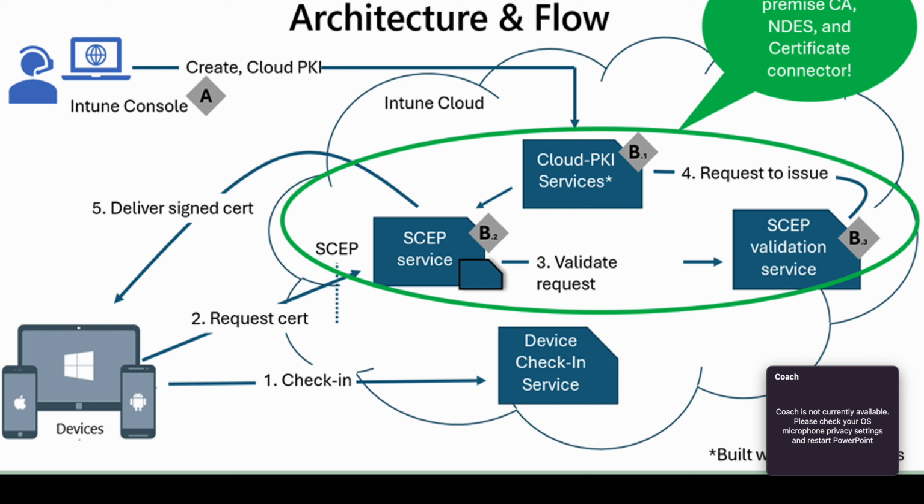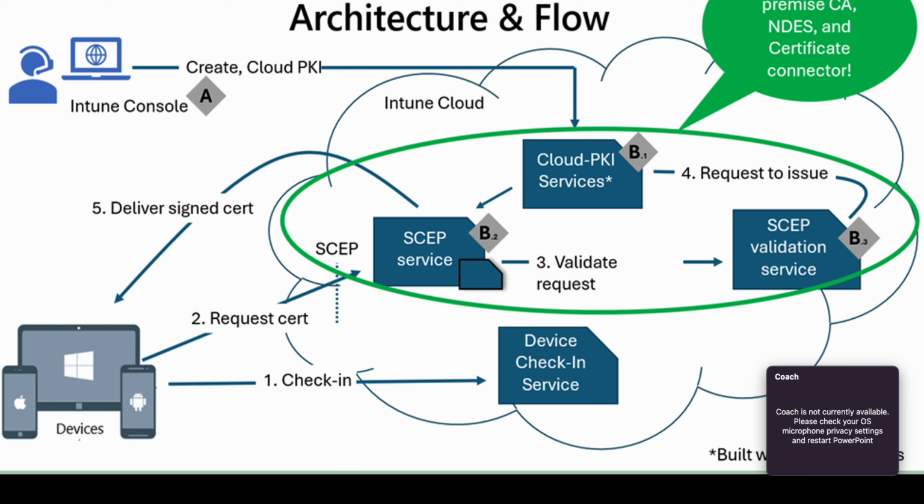You see here, A is the Microsoft Intune console, and B is the Microsoft Cloud PKI services, circled in the green mark. B1 is the Cloud PKI service. B2, as you know, is the SCEP service, which will handle and validate the request, and B3 is the SCEP validation service.